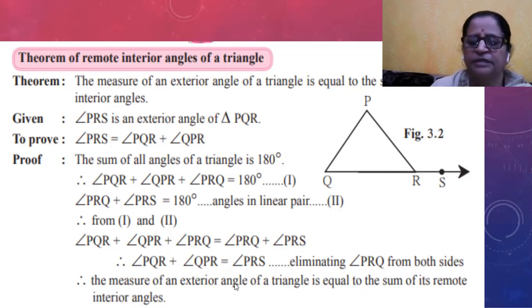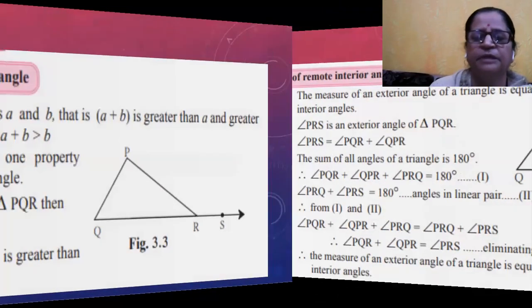Therefore, the measure of an exterior angle of a triangle is equal to the sum of its remote interior angles, these two remote angles, and it is an exterior angle. This sum of P and Q is equal to this exterior angle measure. Okay, we will use this in solving examples.